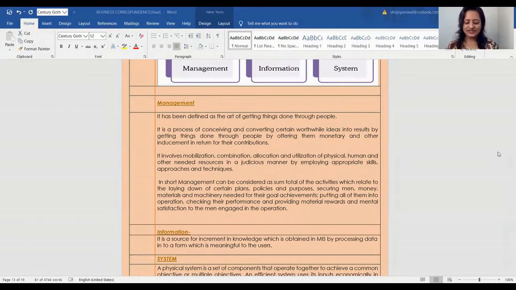Management is not just applicable in the company. Management is there at every level of our lives. For example, our moms or any other homemaker are also big time managers, right? They have so many things to manage.